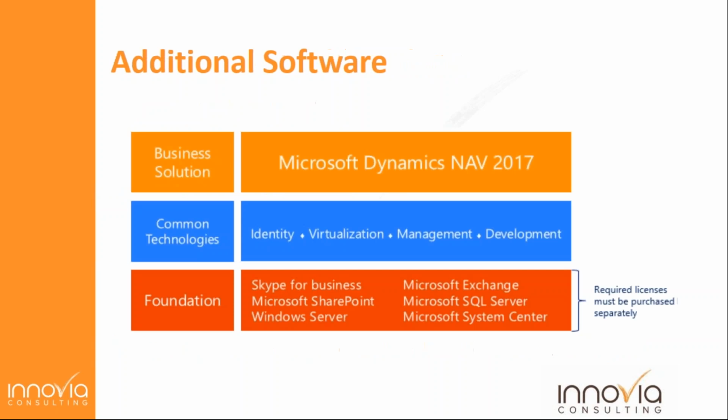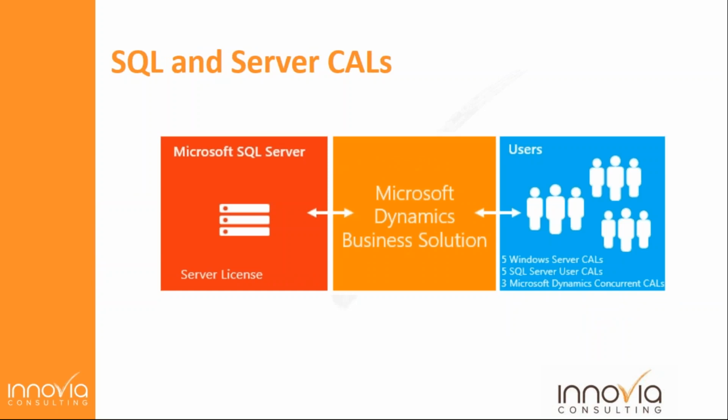Last but not least, additional software. As it relates to NAV, SQL and server CALs, it's important, especially if you're doing this on premise, that you have the right software to run NAV, and enough SQL and enough Windows Server CALs for all of your NAV users to access the system. Again, your partner should be able to help you do that. But when you look at Microsoft hosting on Azure and those subscription models, they have all the licensing you need calculated into that one monthly fee.